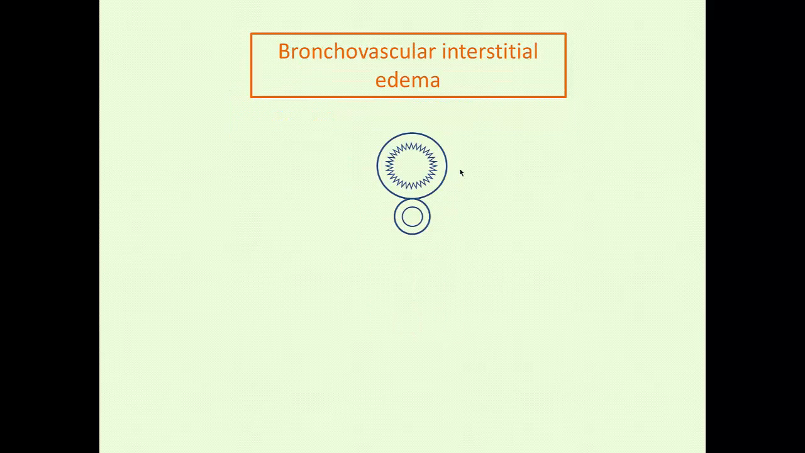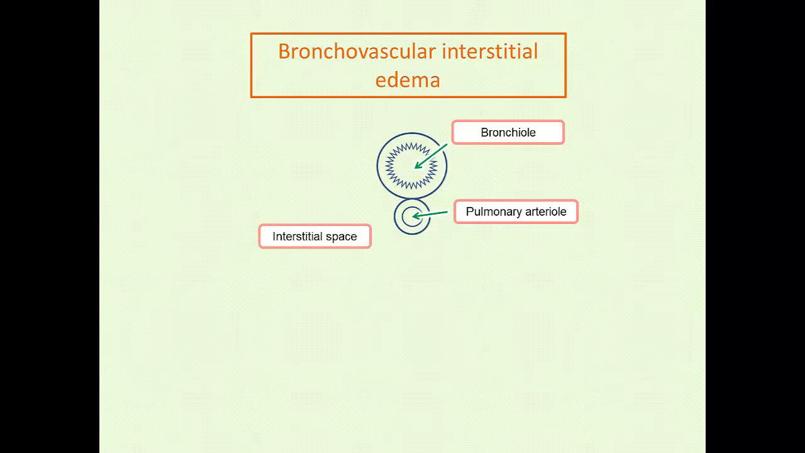So this is my silly cartoon of a bronchovascular bundle. You imagine these branching and branching all the way from the hilum down to the alveoli, or in reverse if you want to think of it that way. This is an airway here, and it's traveling with a pulmonary artery or pulmonary arteriole. So this is your bronchus, this is your pulmonary arteriole, and normally there's this potential interstitial space between the two of them.